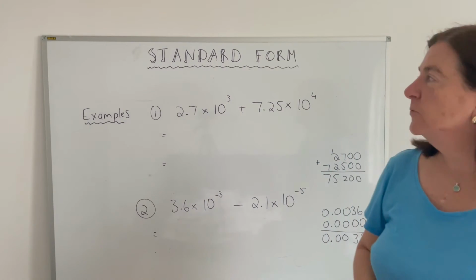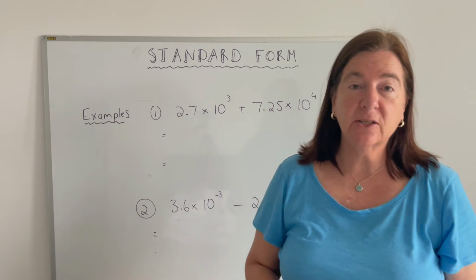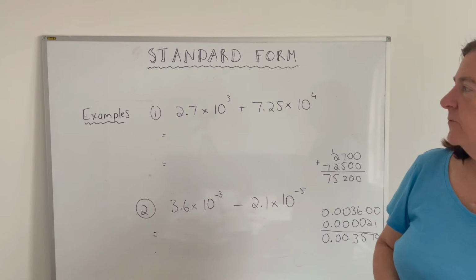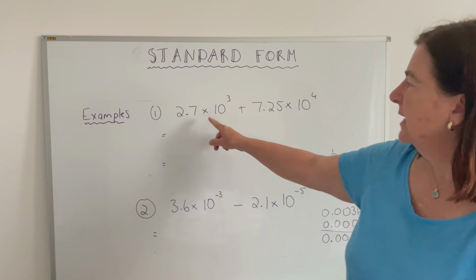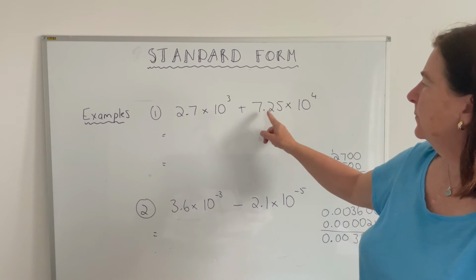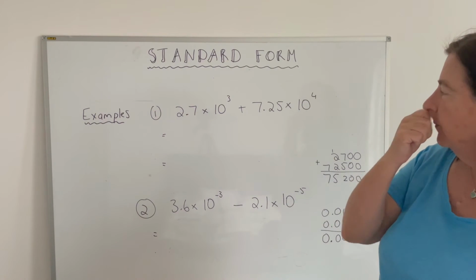Okay, let's now end off with an example on addition and subtraction of standard form. So in the first example, I've got 2.7 times 10 to the 3 add 7.25 times 10 to the 4.